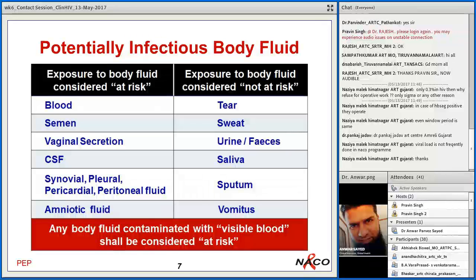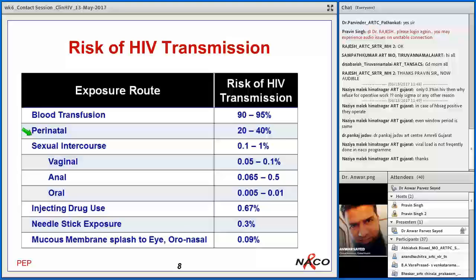Viral load is not frequently done in the NACO program. Right now the policy is targeted viral load testing in the national program, but NACO is working on scaling that up, where very soon there is a proposal of 80 more machines. Right now we have only 10 machines in the country, so 80 more machines will be installed, and NACO is working very rigorously on that part, so that routine viral load testing will be available for all our patients also. But as of now there is targeted viral load testing.